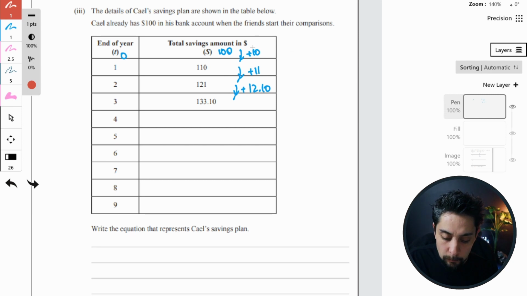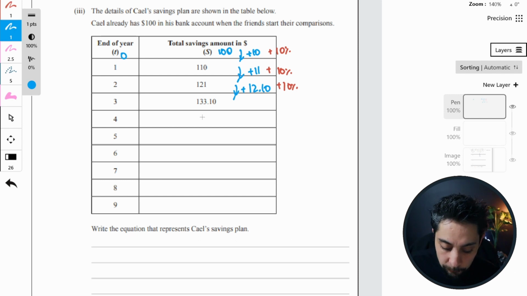Now if we take a look, we have $10, which is 10% of 100. $11 is 10% of 110. $12.10 is 10% of $121. So each time we're actually adding on 10%. Now this isn't $10 plus $10 plus 10%. It's just plus 10% each year.